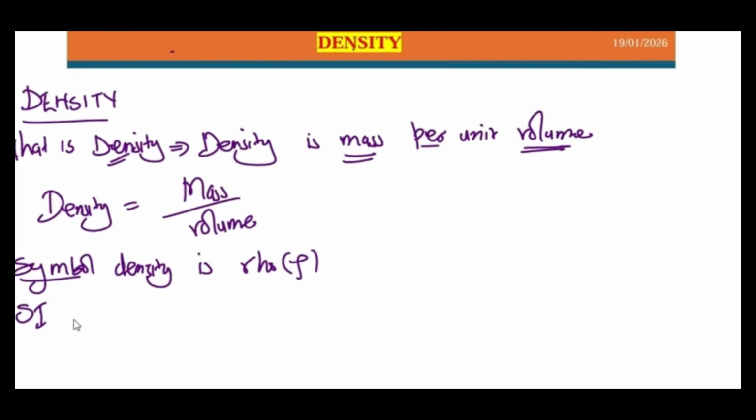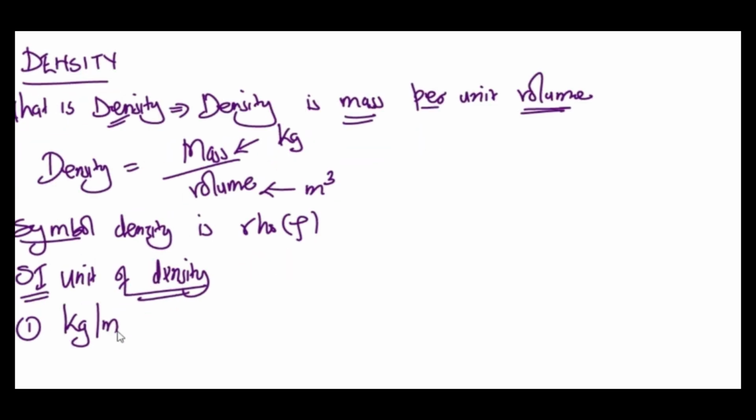Then after that, we have the SI unit of density. The SI unit of density comes from the formula, because mass is in kilograms and volume is in cubic meters. Therefore, the SI unit of density is kilograms per cubic meter. So this is one unit that we use for measuring density.